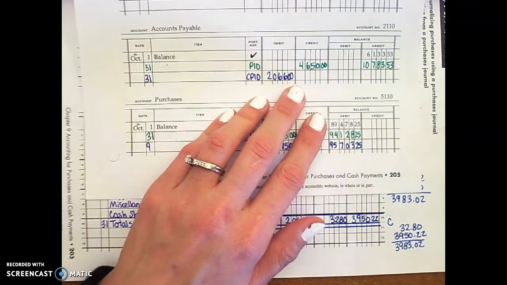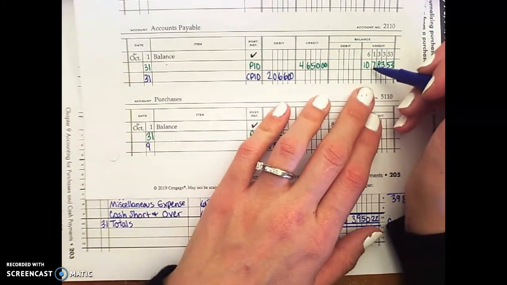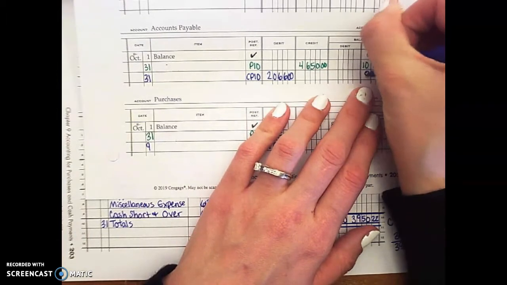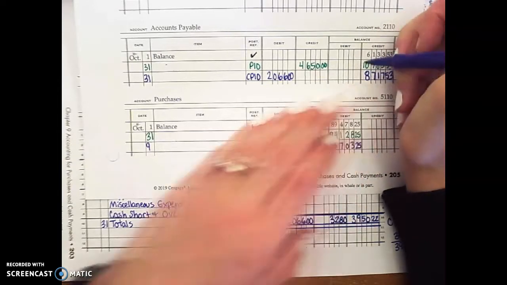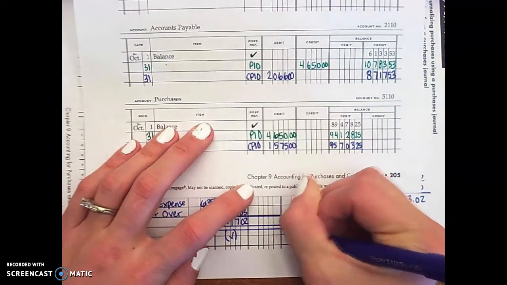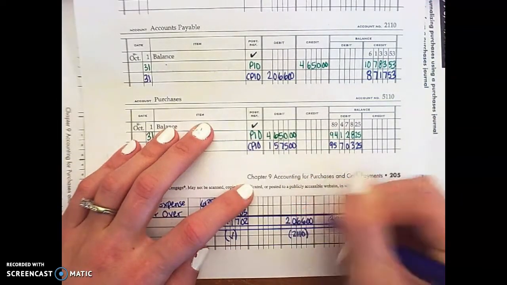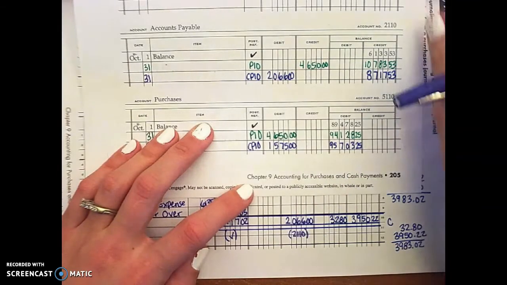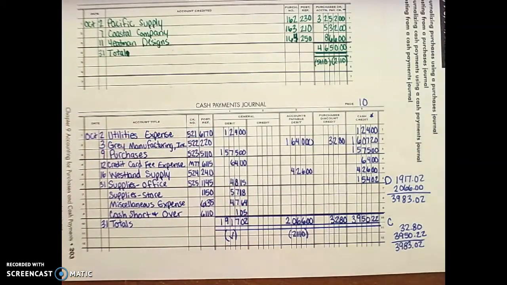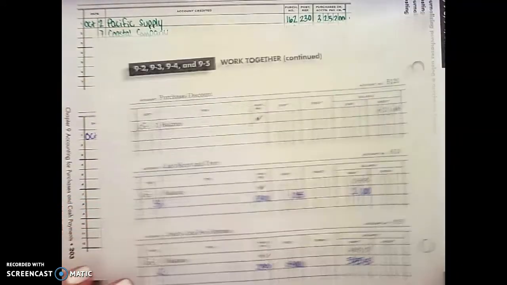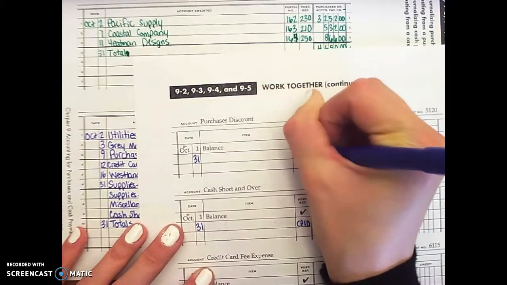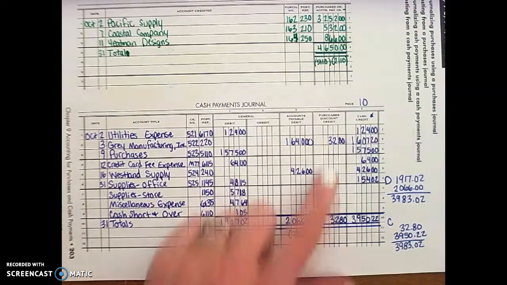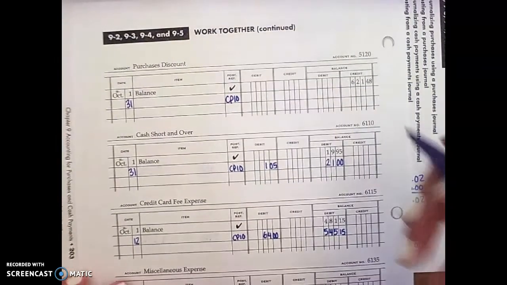So my new balance, it's still a credit balance because this number is still larger than that debit, but it's $8,717.53. And since I'm done posting there, I'm going to put the account number in parentheses underneath my column total. Next, we're going to post to our purchases discount as a credit. So that is on top of page 206. I'm going to put in my date, which is 31 CP10, and purchases discount credit $32.80.